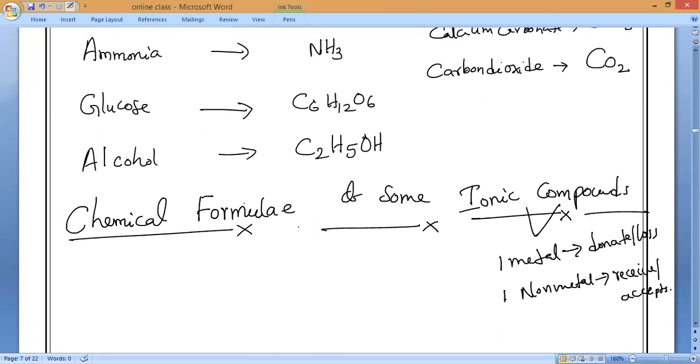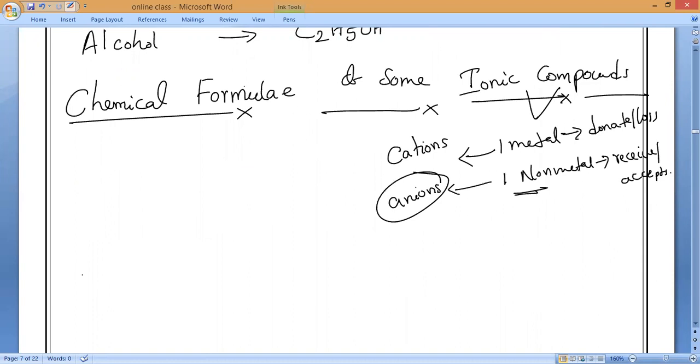So metals will always form what ions, guys? Cations or anions? Everybody should tell me. They will form cations, and non-metals will form what ions? Anions. Cations are formed by metals and anions are formed by non-metals. That is what you have to remember. Now, what is the method we will use to write the formula here? What is that method called?